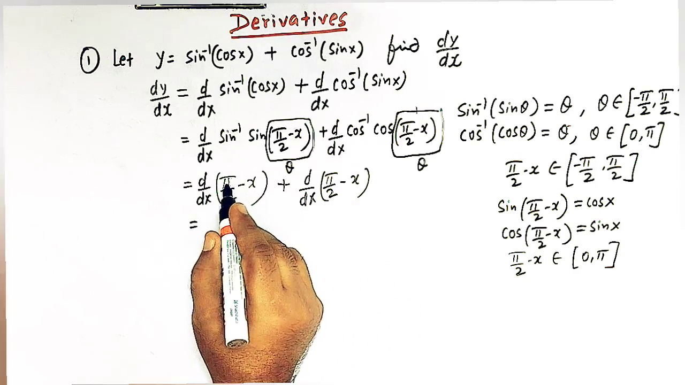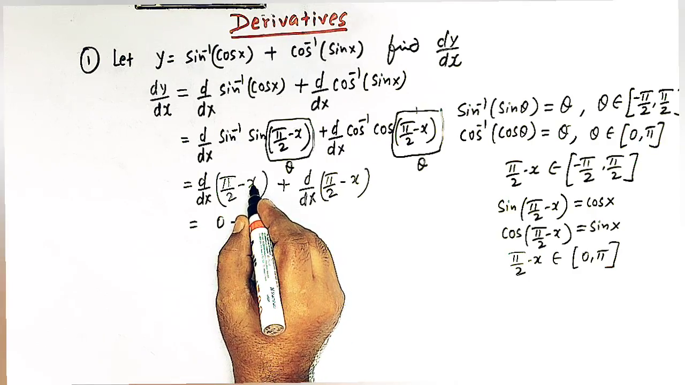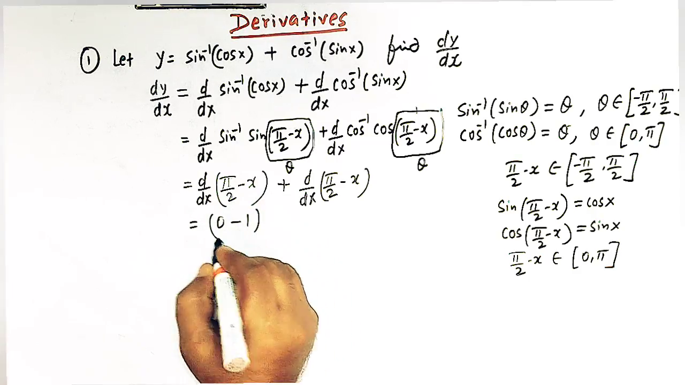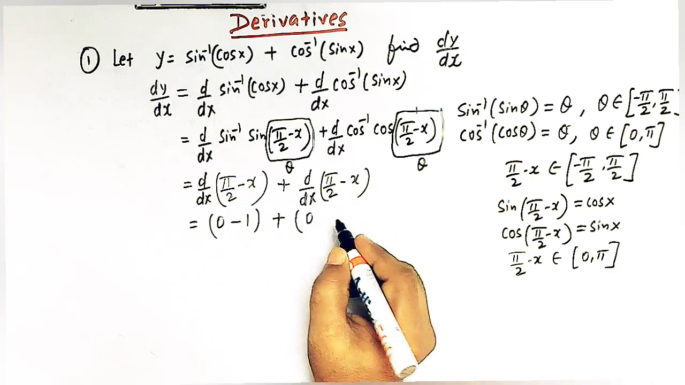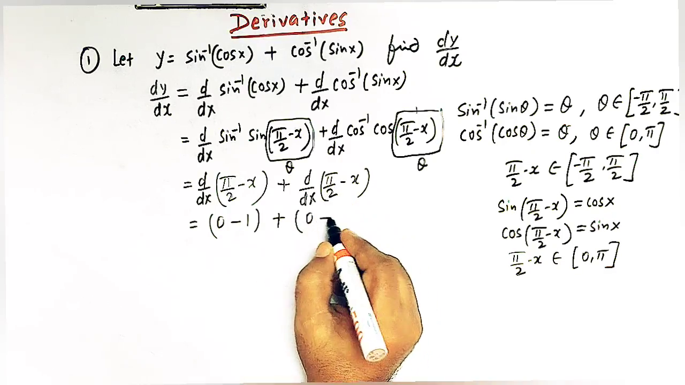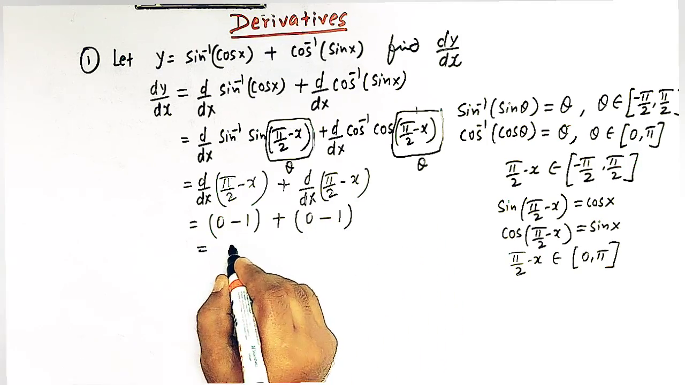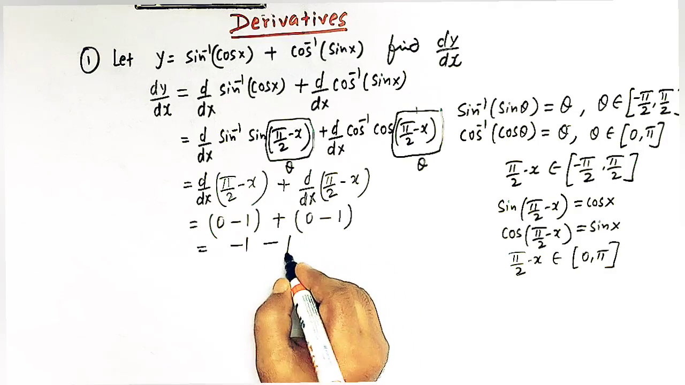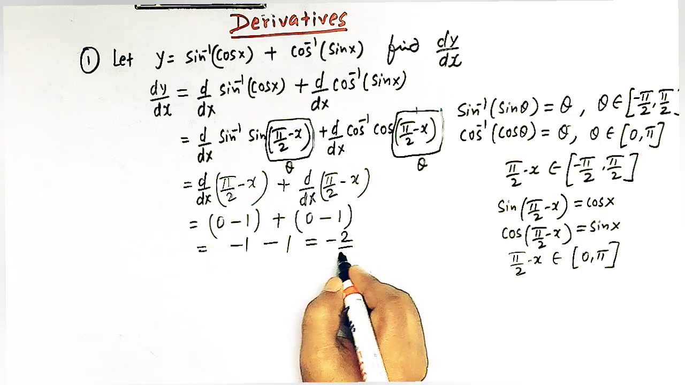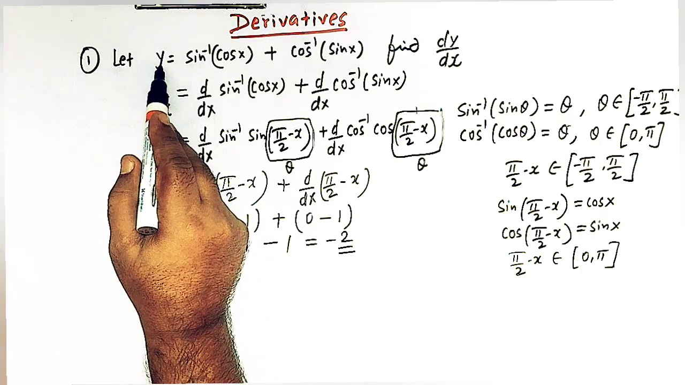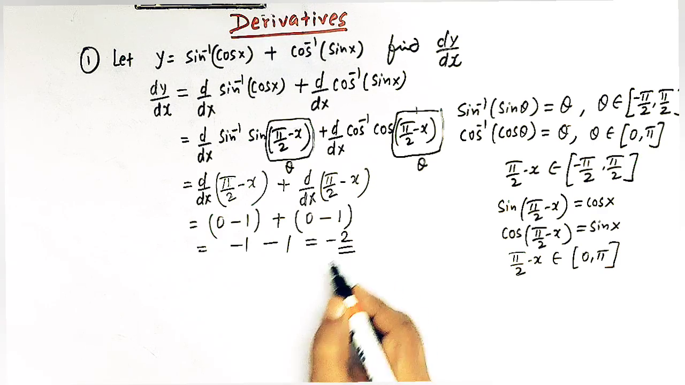So now the derivative of pi by 2 is 0, and the derivative of x with respect to x is 1, and here we have the derivative of pi by 2 with respect to x is 0, being a constant, and here the derivative of x with respect to x is 1. So here we have minus 1, and here we have 0 minus 1 is minus 1, that is equal to minus 2, right? So the derivative of this function with respect to x is equal to minus 2.